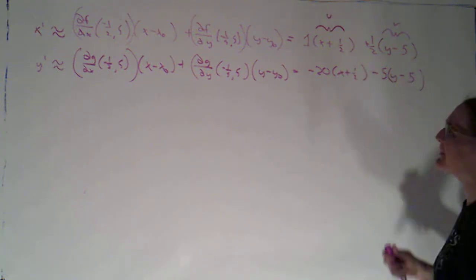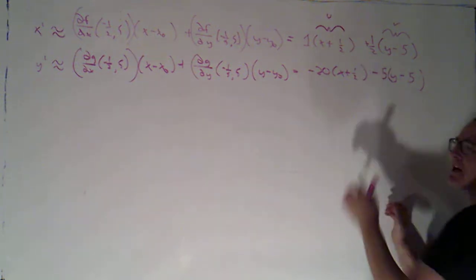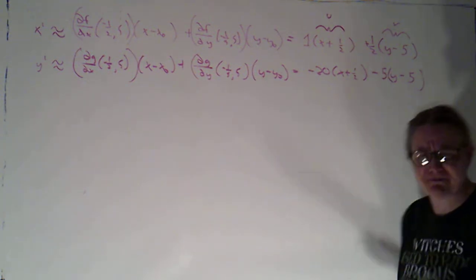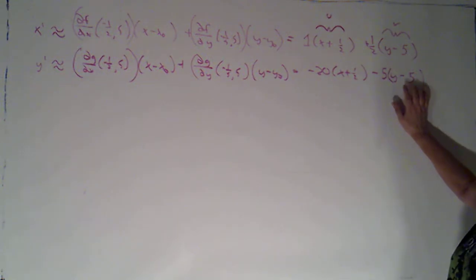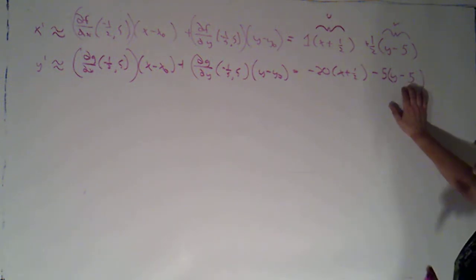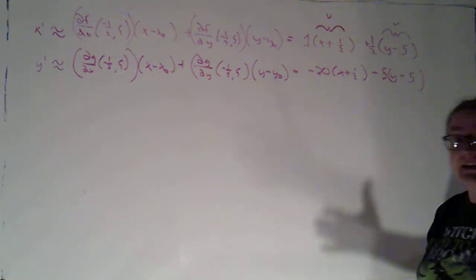I should just point out, in the last video, I think I was still writing this as x minus x naught. That was kind of silly. x naught is -1/2, so I should have just plugged that in. Same thing here. I think I was writing y minus y naught. y naught is 5. I should plug that in. So I did. Okay. So this is fabulous because we've got this linear system.